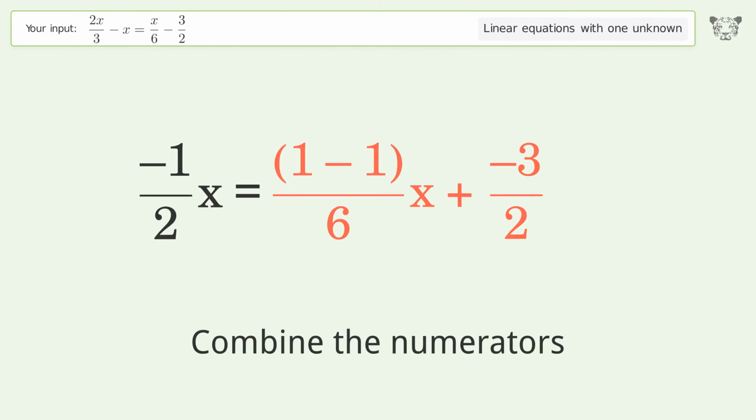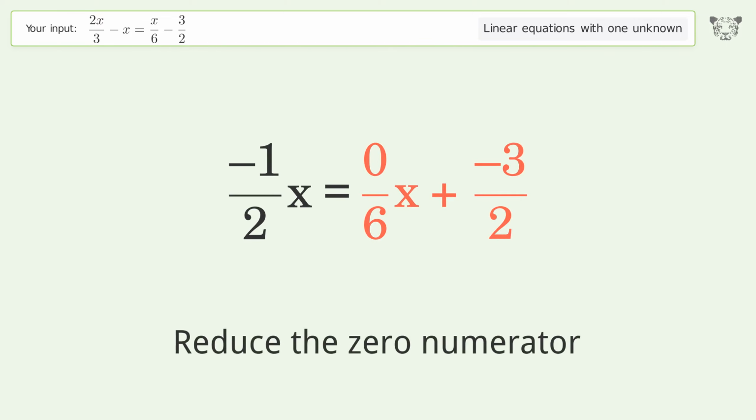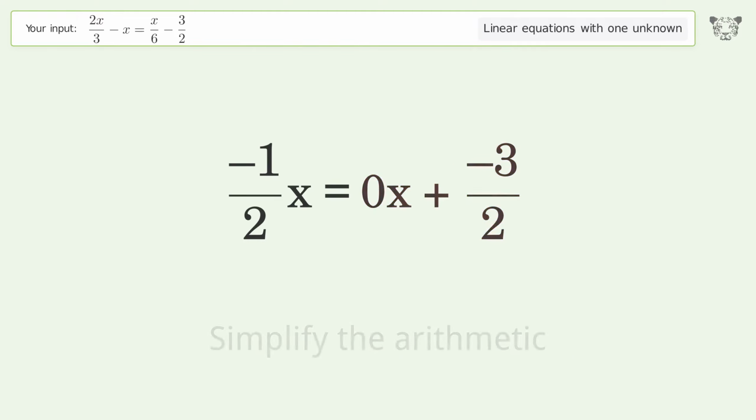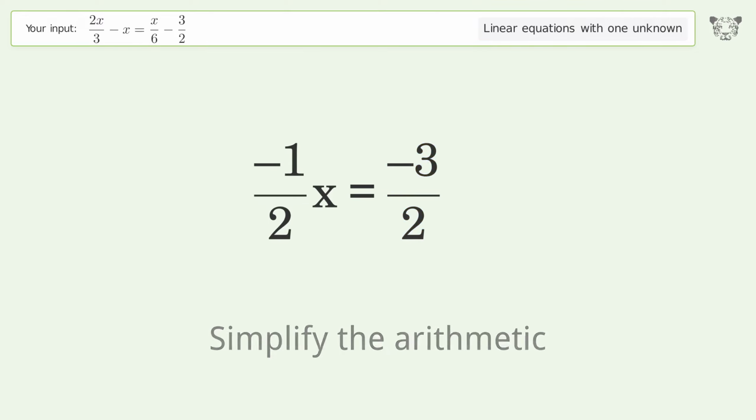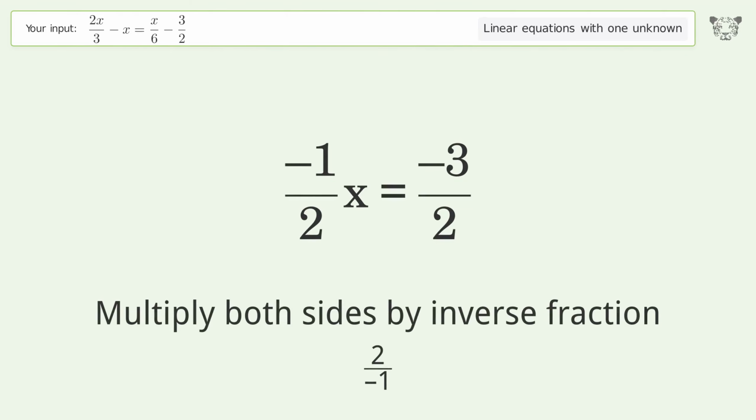Combine the numerators. Reduce the zero numerator. Simplify the arithmetic. Isolate the x. Multiply both sides by inverse fraction 2 over -1.